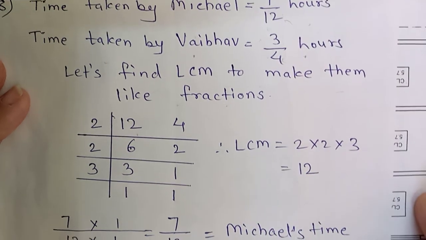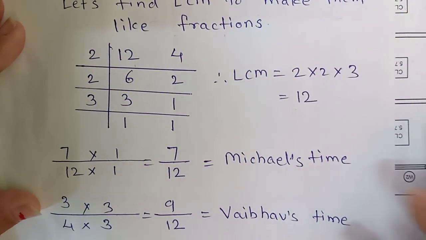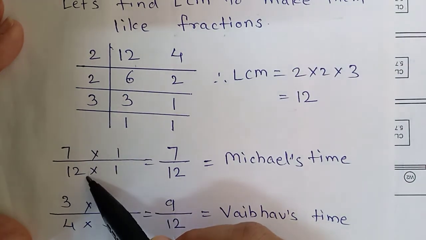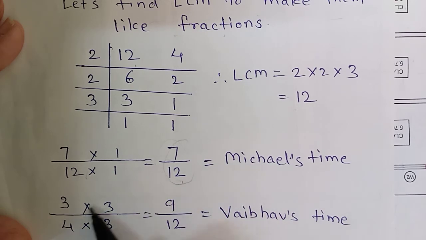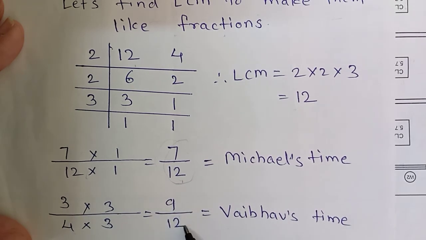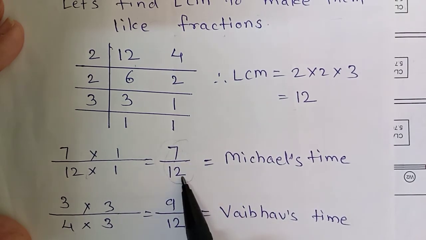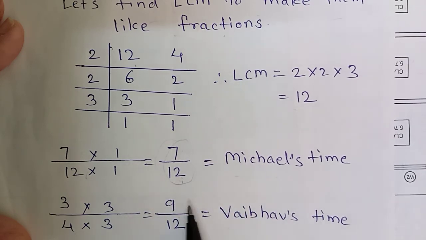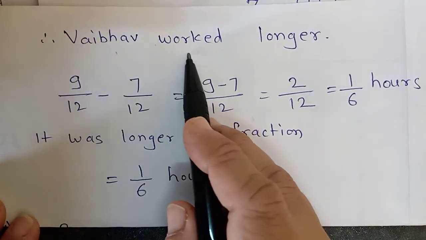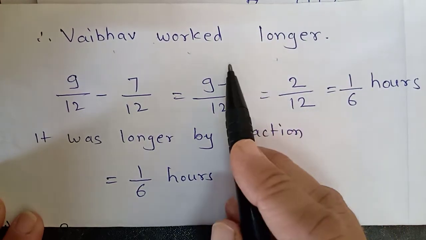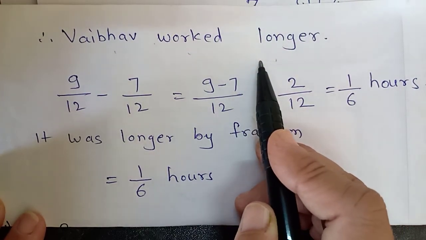Now, let's make the denominators the same. So, the first fraction stays 7/12 and 3/4 gets converted into 9/12. So, 7/12 is the time taken by Michelle and 9/12 is the time taken by Vaibhav. Now, you can easily compare these two times. So, therefore, Vaibhav worked longer and Michelle finished coloring before Vaibhav.